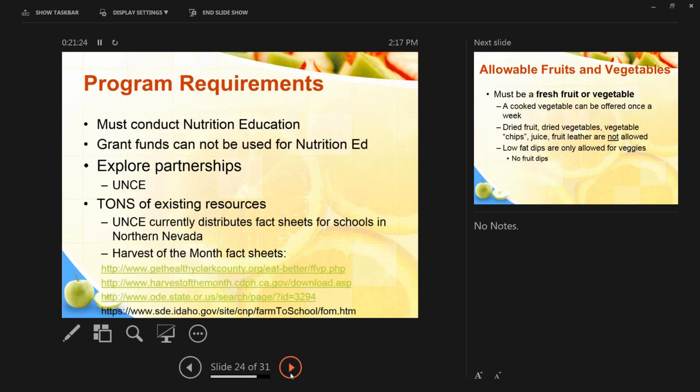Some of the additional program requirements relate to nutrition education. So nutrition education must be conducted along with the Fresh Fruit and Vegetable Program, but unfortunately the grant funds can't be used to pay for nutrition education.